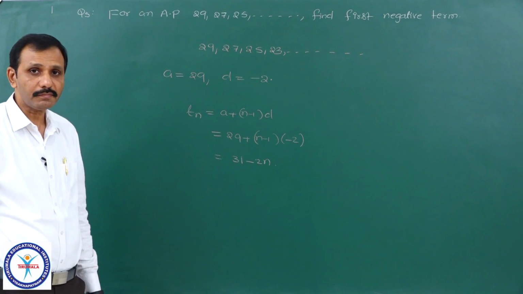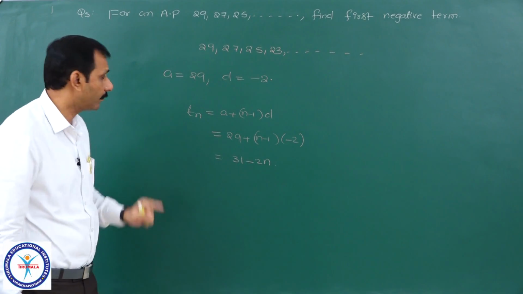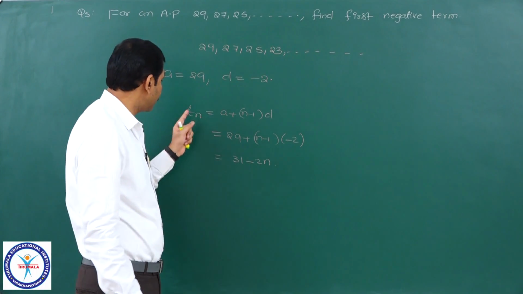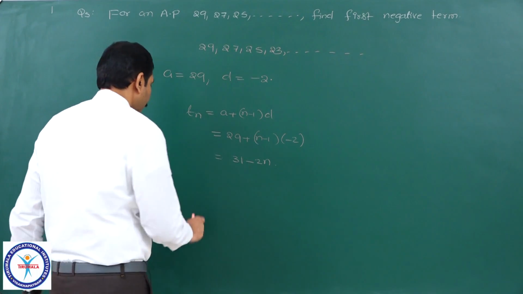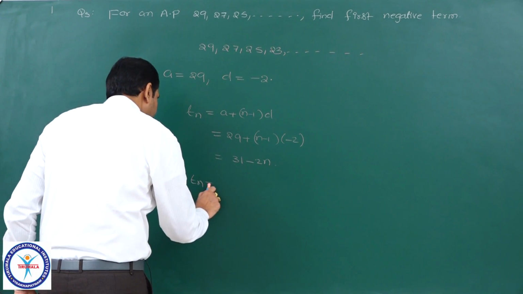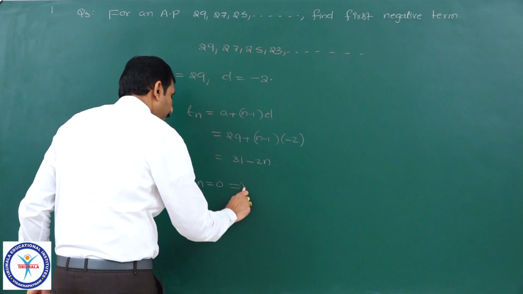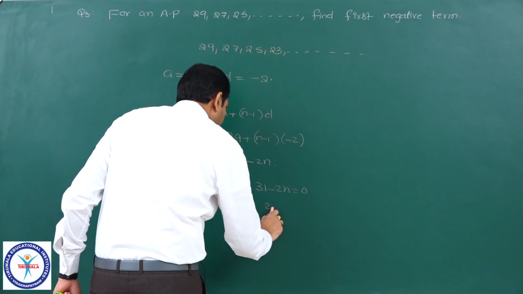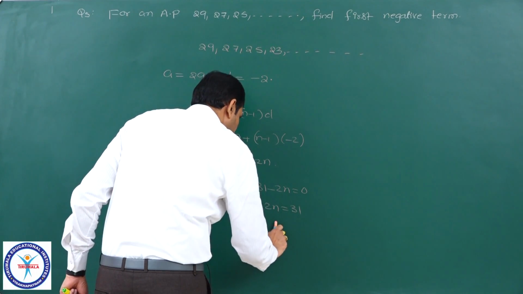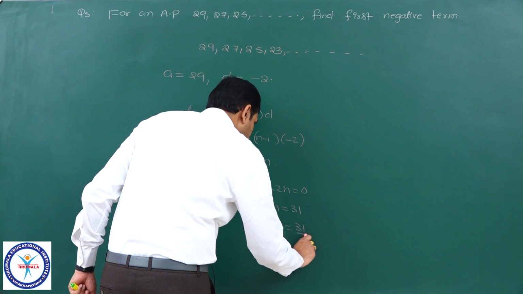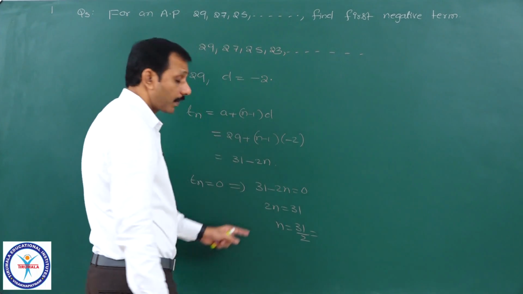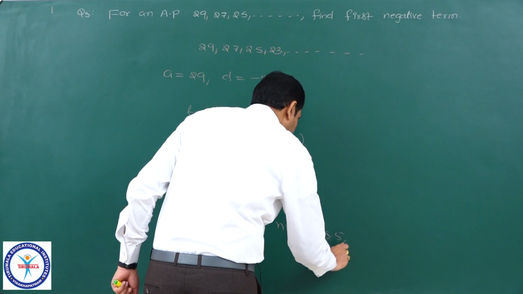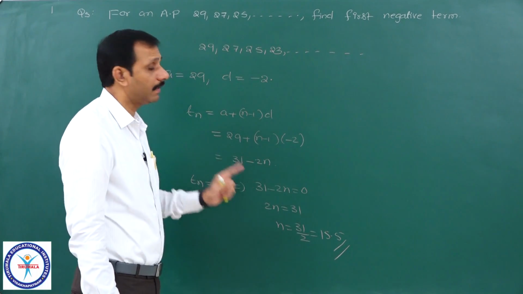Right. What I will do? I will try to find the value of n where this nth term is equal to 0. That is, if Tn is equal to 0, it implies 31 minus 2n equal to 0, or 2n is equal to 31. Therefore, n equal to 31 by 2, which is not an integer. It is equal to 15.5. What is the meaning? Let us see here.